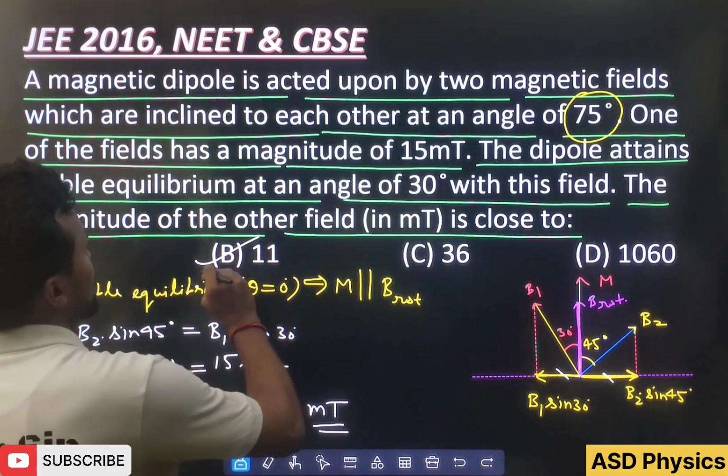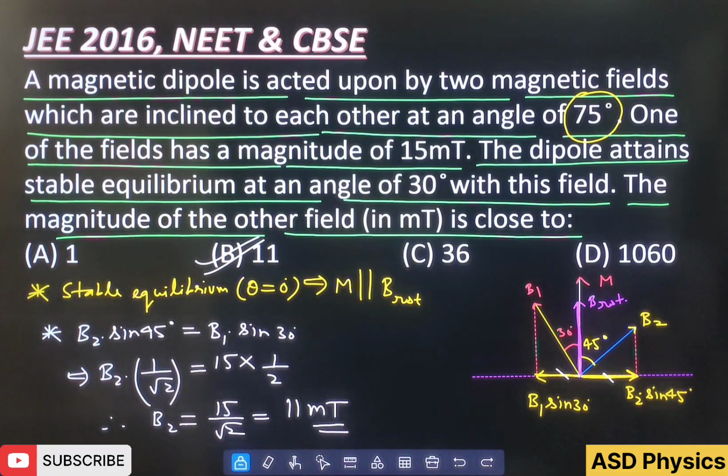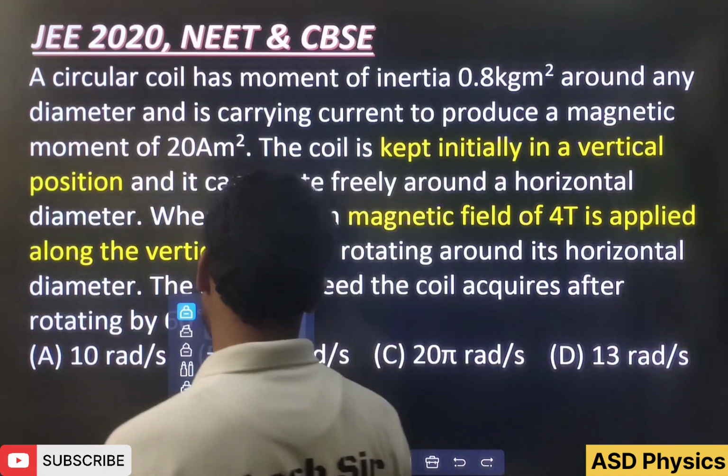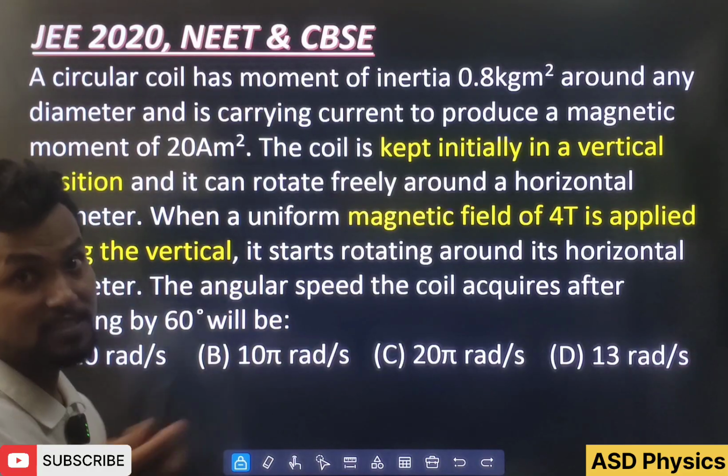So the correct option is what here? Option B is the answer, 11. And stable equilibrium, you understood very well, is theta 0. Unstable means theta 180. We will see it in further questions. Now let's see the next question.